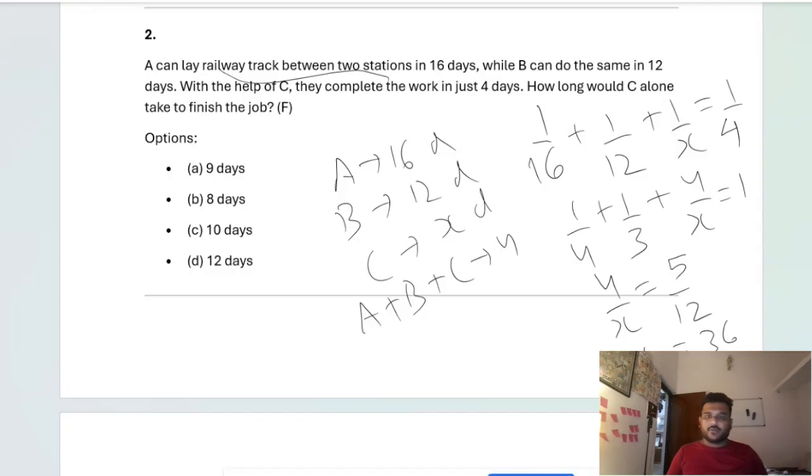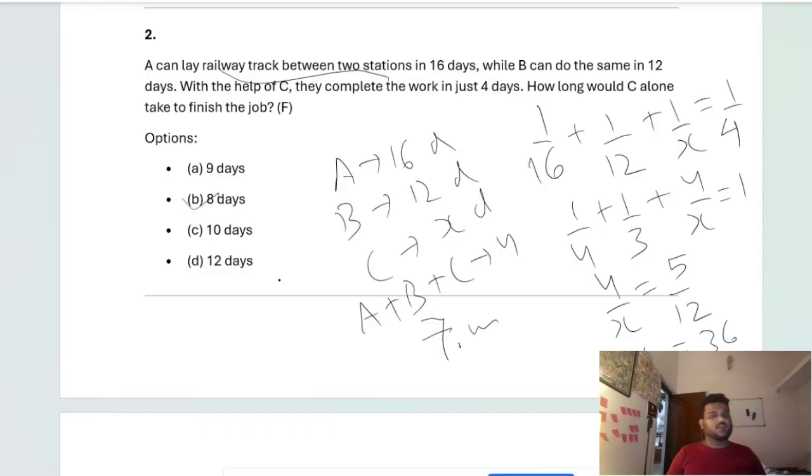So calculation wise, it's 1 by 4 plus 1 by 3 plus 4 by x. So 7 by 12 goes there, so it becomes 5 by 12, x is 36 by 5. I think there's some problem with the options here because it should be 7 point something. So we will mark 8 here.